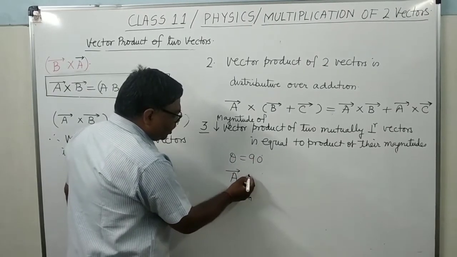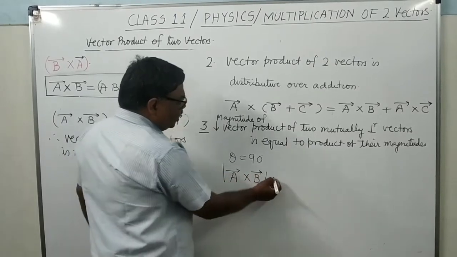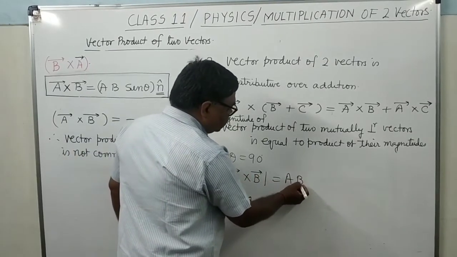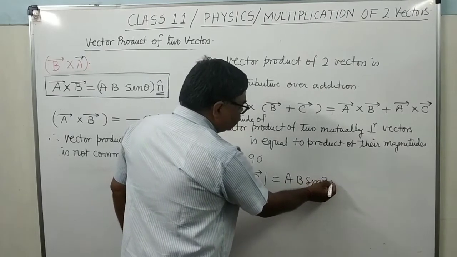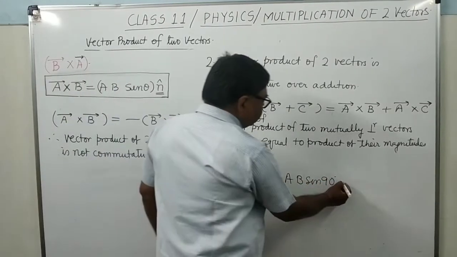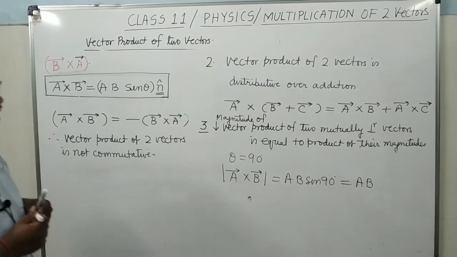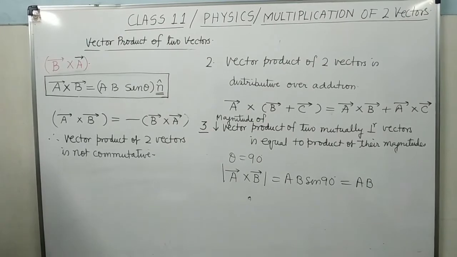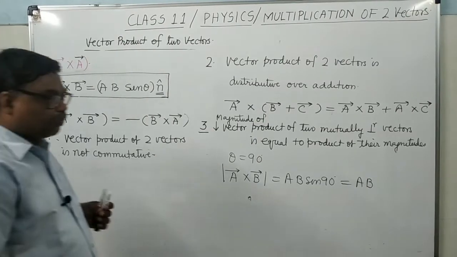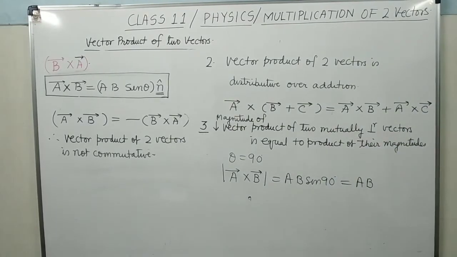So for vector A cross vector B, what will be the magnitude? It will be equal to AB sine 90 degrees, and sine 90 degrees is equal to 1. Means the magnitude of the vector product of two perpendicular vectors is equal to the product of their magnitudes, while in the scalar product it was 0.